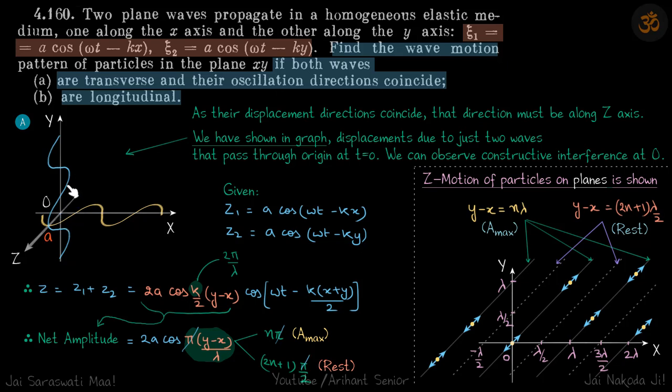Now I have plotted the waves. The waves are planar, but I have taken two of the waves, one passing through the x-axis and one passing through the y-axis. So it's clear what's happening. As their displacement directions coincide, that direction must be along the z-axis. And second, we have shown in the graph the displacements due to just two waves that pass through the origin at t equal to 0.